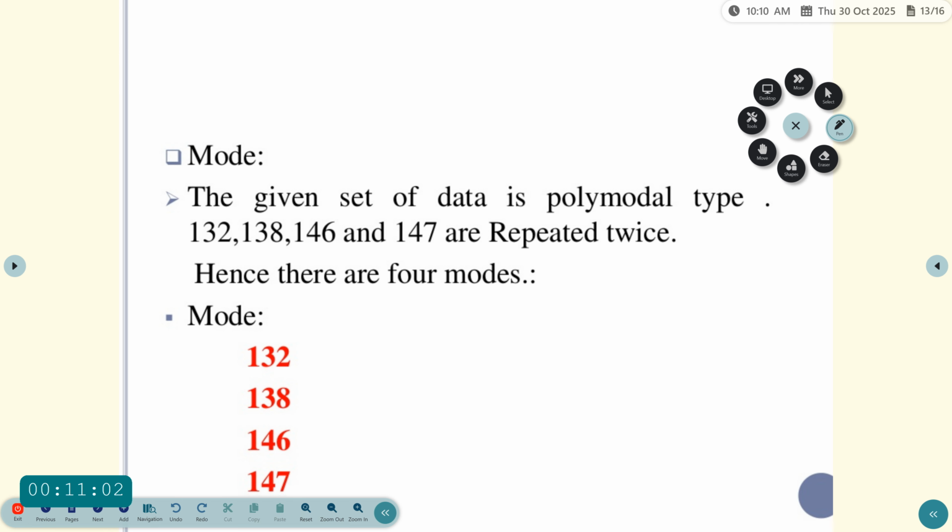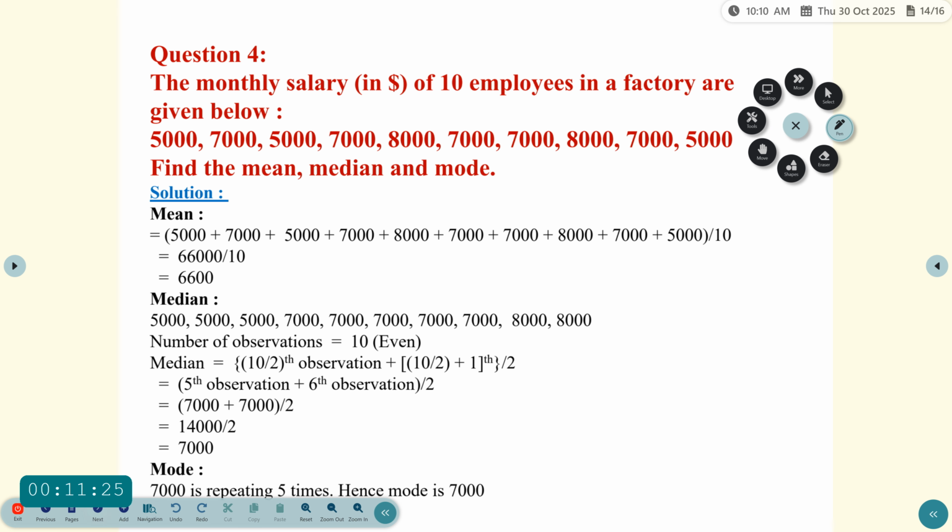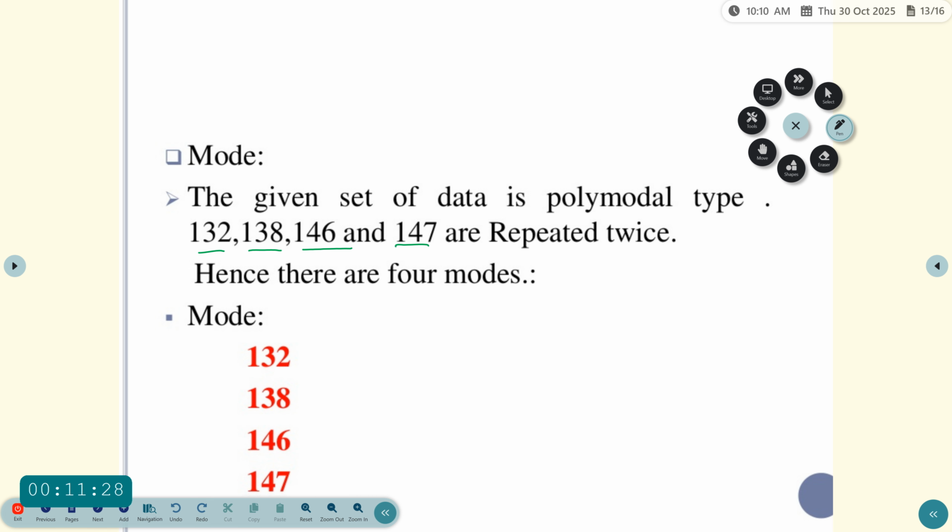Then what is our mode? Mode is the most repeated value. Here 132 is repeated 2 times and 138 is repeated 2 times. Then 146 also repeated 2 times, and 147 also repeated 2 times. So we are having 4 modes here. What are the 4 modes? 132, 138, 146 and 147.